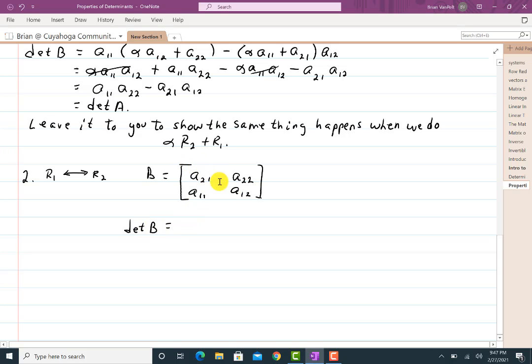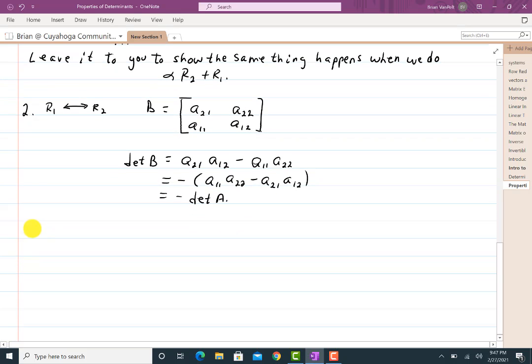So when I do my cross multiplying, I'll get A21 A12 minus A11 A22. And if you look, if I pull out a negative here, I'll get A11 A22 minus A21 A12. And that is the negative of the determinant of A. So far, so good. And now for the last one, where we multiply just one row.